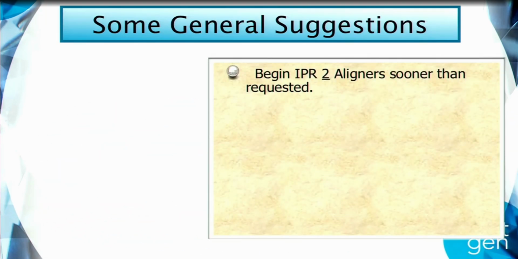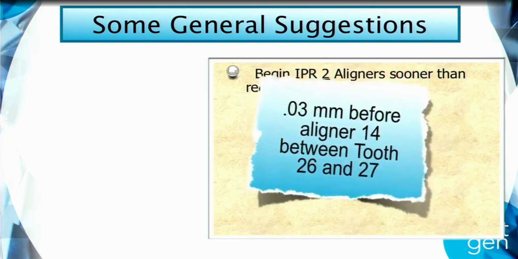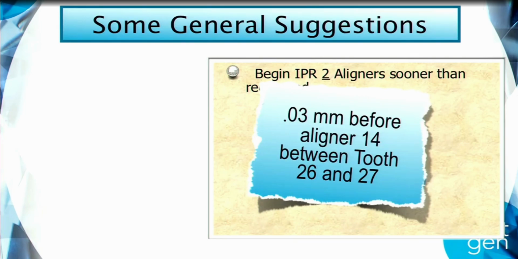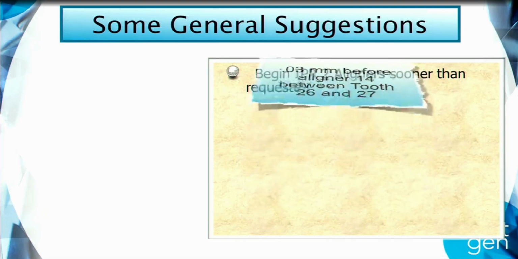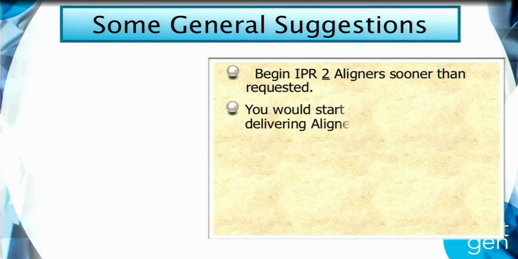I actually put the numbers down earlier than the ClinCheck calls for it, because the ClinCheck doesn't register it until there actually is a collision. When the teeth collide, it says now. And so if I do it 2 aligners earlier, I have a little bit of gap where I avoid a collision and make the teeth move easier. So I retro that by 2 aligners. So if it said do 3/10 of a millimeter before aligner 14, between tooth 22 and 26 and 27, I would do 0.1 at aligner 12. I would start out a little bit earlier.